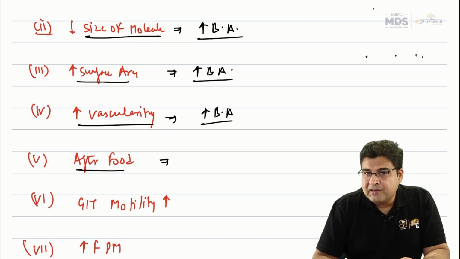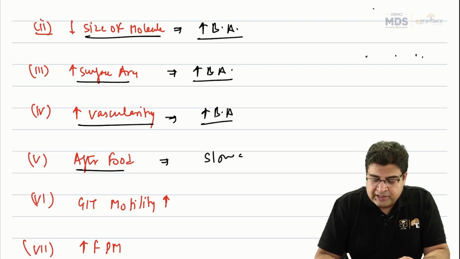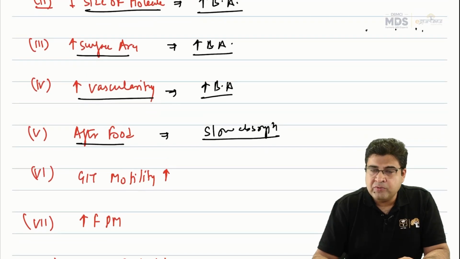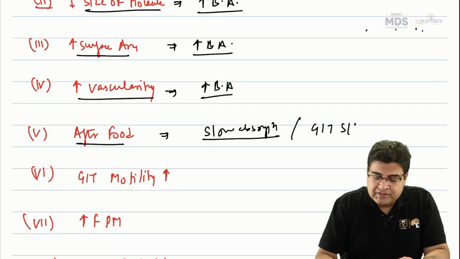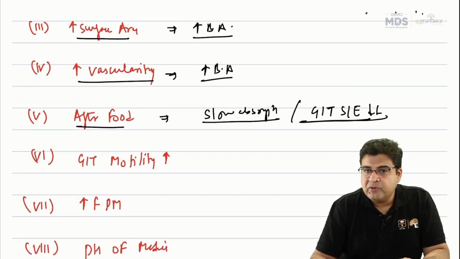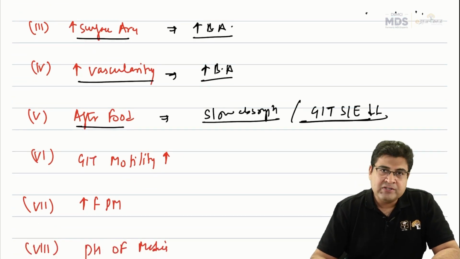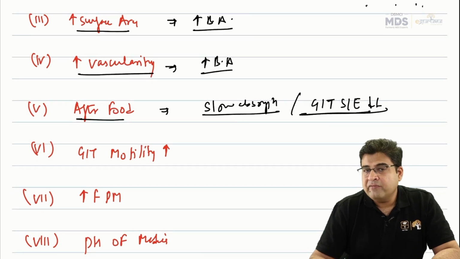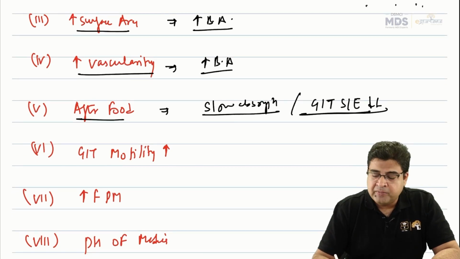Now, if the medicine is taken after food, the medicine absorption gets slowed down. But the GIT side effects also decrease. So after food, if you take the medicine, the absorption is slow. If you're a stable patient, it's always better to take medicine after food, because faster absorption will not give you any benefit. But if you reduce the GIT side effects, the benefit is more.